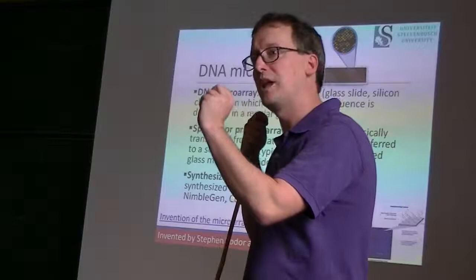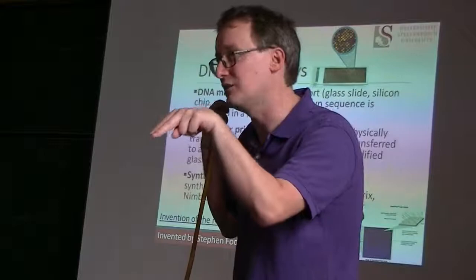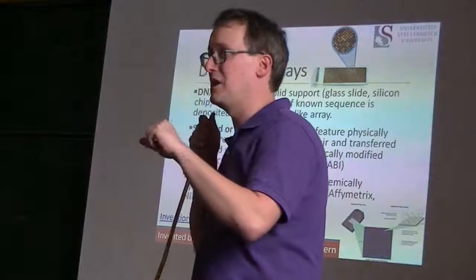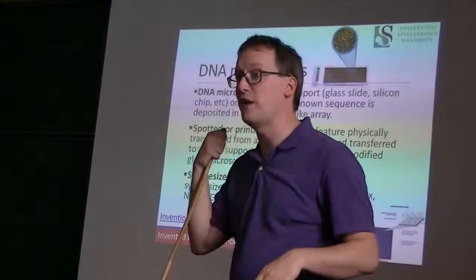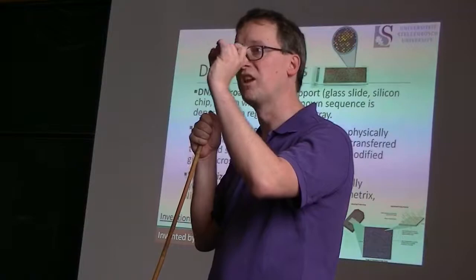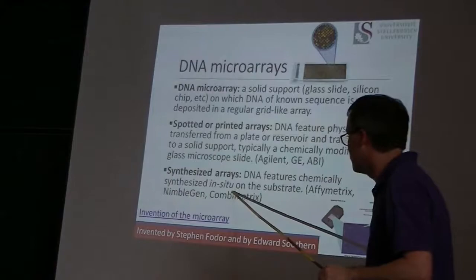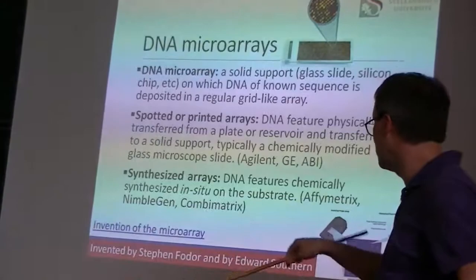And then we spray a small amount of that DNA onto that particular spot of the microarray and repeat as needed, right? If you have produced a microarray in your lab, it's probably on the order of hundreds of probes. If you do it through one of these manufacturers, it's probably a much larger number of probes because they have much better ability to accurately deposit this probe on that particular minuscule spot of the glass. All right, synthesized arrays mean that the DNA features, the probes, are synthesized in situ on the substrate.